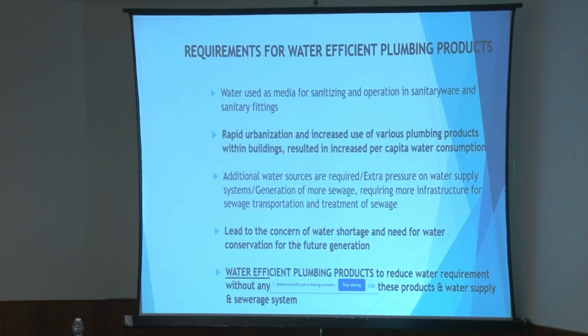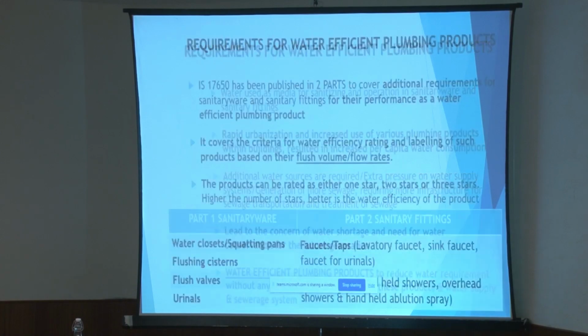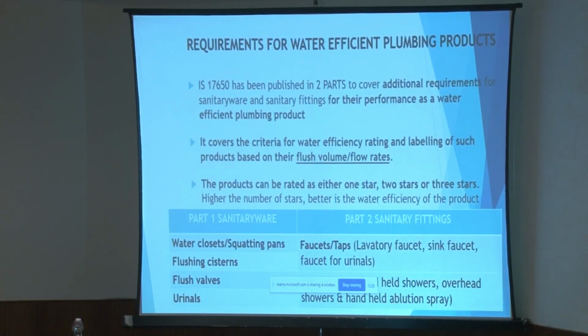So we have formulated standards for water efficient plumbing products to reduce water requirement and also to facilitate the sewage system. This is just to give you an example: IS 17650, which is published in two parts, covers the additional requirements of sanitary ware and sanitary fittings for performance as water efficient plumbing products.